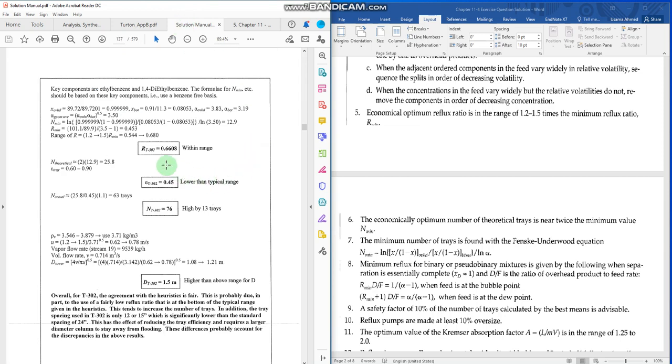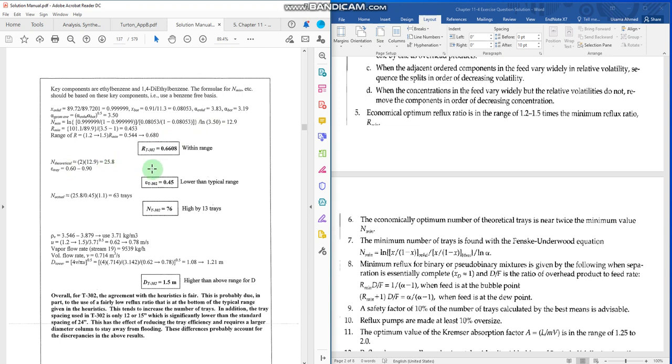However, in our example, we get it in the range of 0.544 to 0.680. So this is within the range here, so our estimate is good enough. Now we have to estimate the number of theoretical stages, which is 2 times the minimum number of stages that we have calculated here. So we can simply multiply this one by 2 to get the number of theoretical stages.